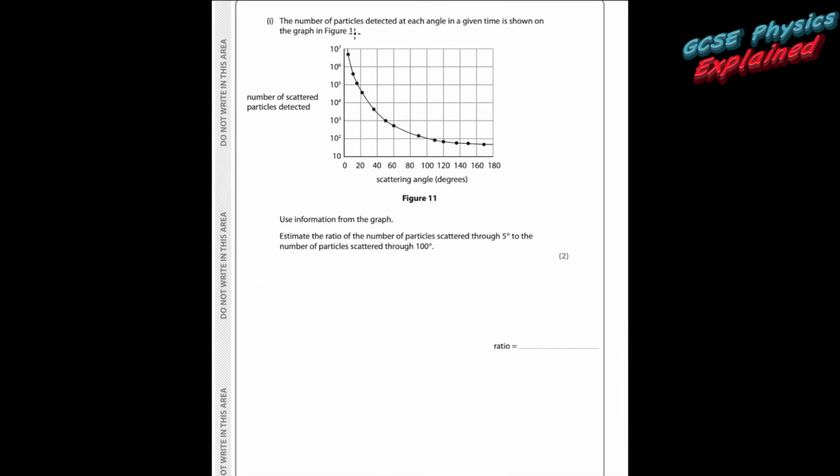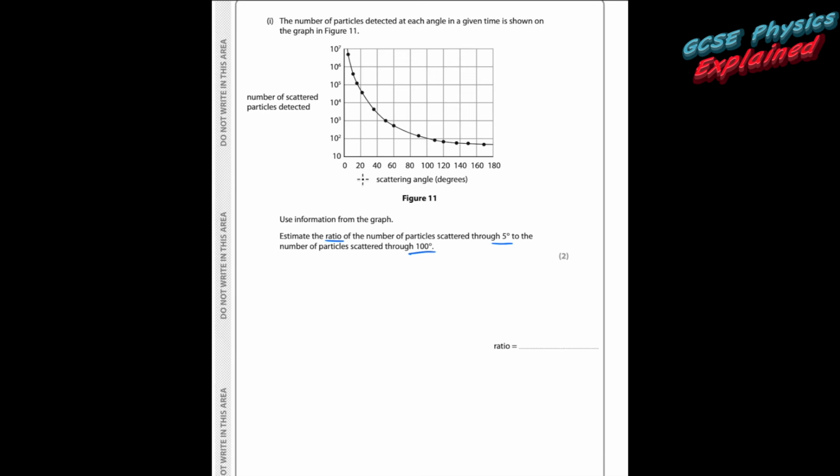Part 1. The number of particles detected at each angle in a given time is shown on the graph in figure 11. Use information from the graph. Estimate the ratio of the number of particles scattered through 5 degrees to the number of particles scattered through 100 degrees. So when they're talking about a ratio, you can just do one thing divided by the other thing.